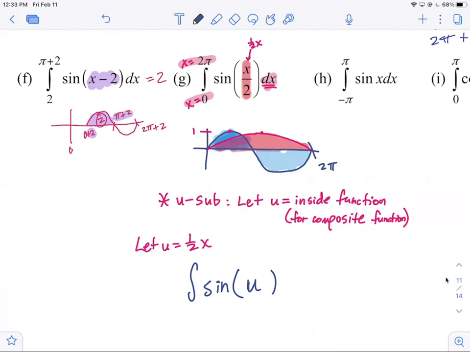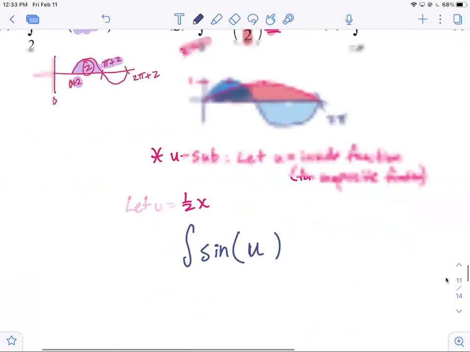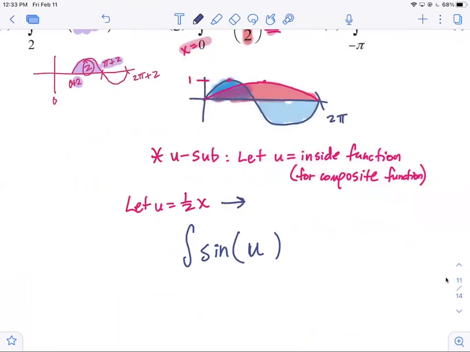Now I want to replace the dx. So how are we going to replace the dx? Well, that implies the derivative. So what I'll do here is take the derivative of both sides with respect to x. The derivative of u with respect to x is 1/2, right? And now if I multiply both sides by dx, I get du equals 1/2 dx.